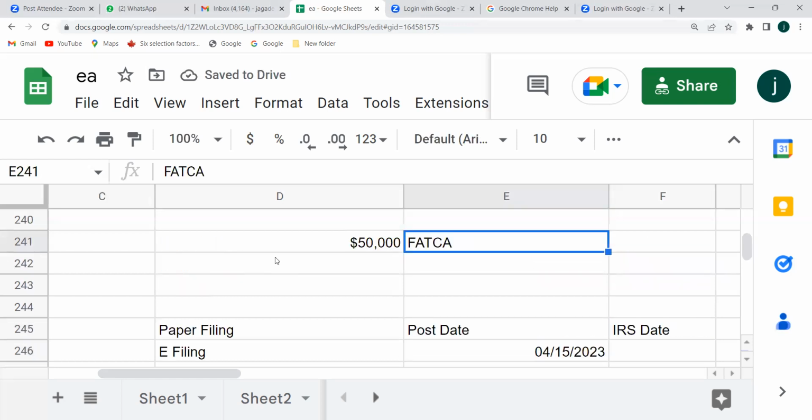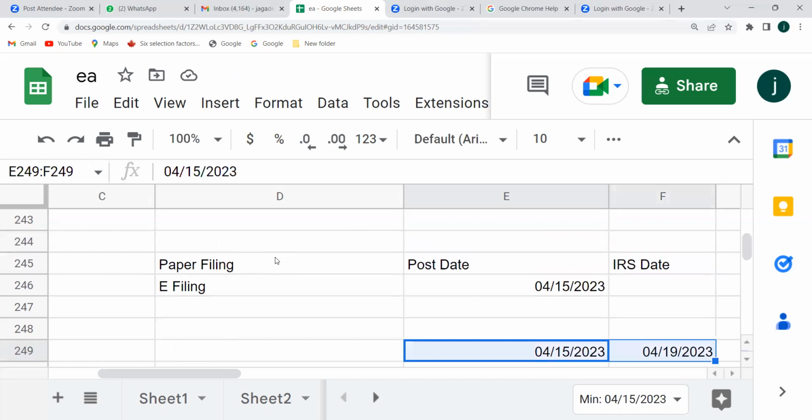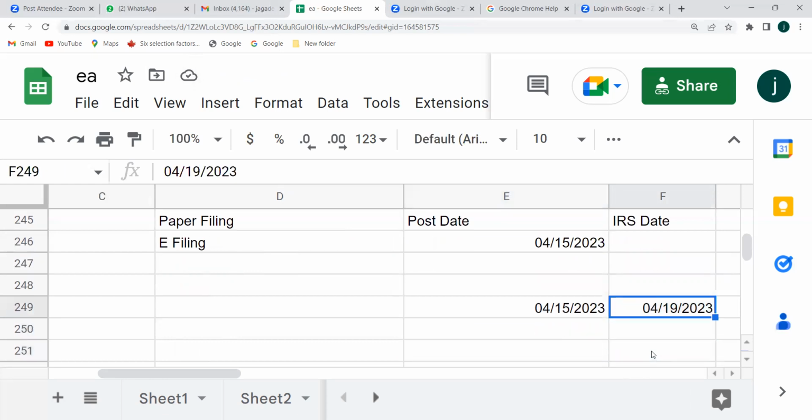So what will we consider here, 15th April or 19th April? We need to take 19th April. The IRS will not consider when you posted. The IRS will consider only when it received the file. So the post date is not applicable; the IRS considers only the date it received.